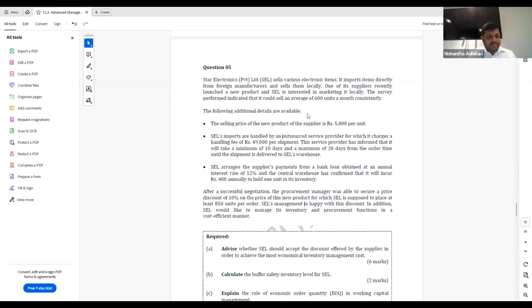Maximum consumption. Maximum lead time is also given as 20 days, right? Yes. The maximum consumption will be (600/30) times maximum lead time (20 days). Therefore, reorder level: if you work out reorder level, 20 into 20, it is 400.